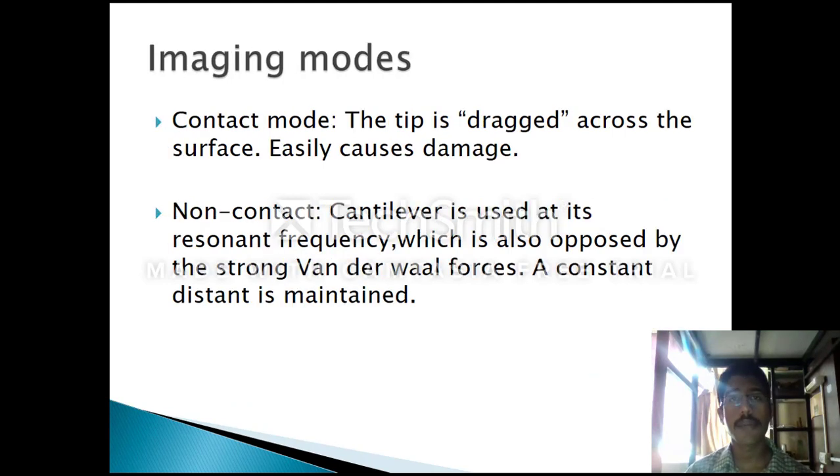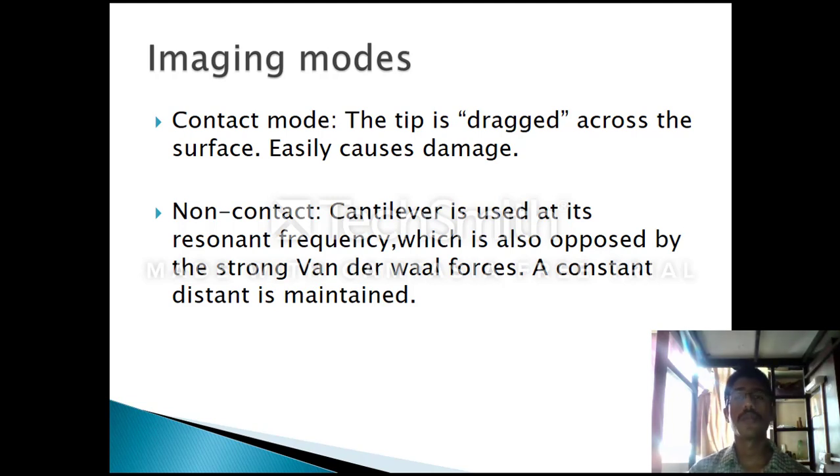There are mainly three imaging modes. One is the contact mode, the non-contact mode, and the tapping mode. In the contact mode, the tip is in contact and it is actually dragged across the surface. What happens here is, because of the strong attraction force, the tip just snaps into the surface and it damages both the tip as well as the sample. So this method is not preferred that much.